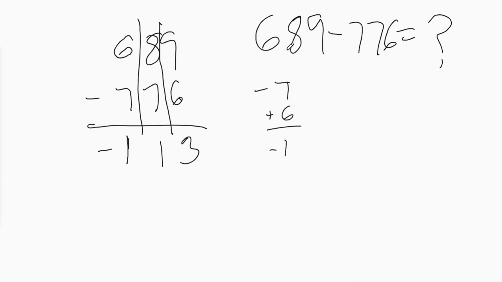So 689 minus 776 is actually negative 113. Now, I just crept you guys from 5th grade math right on into about 6th or 7th grade math, but you're going to love me for it later if you guys keep following along with me.